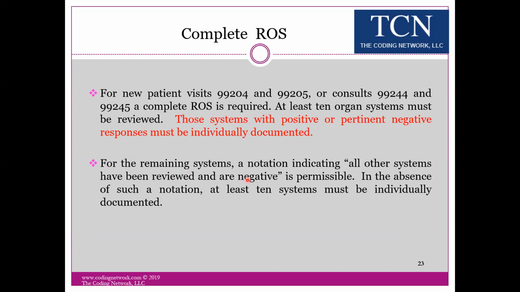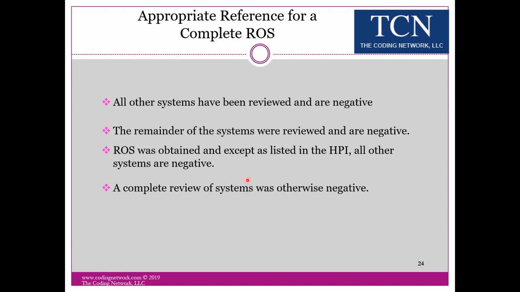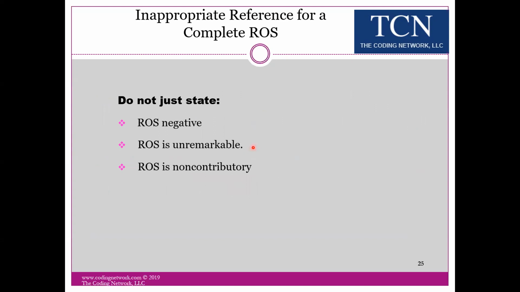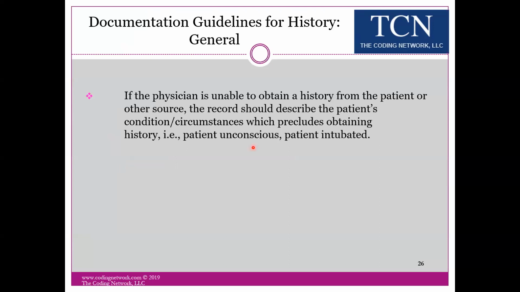But I'm just pointing out that there are what they call completion statements, where once you have documented the pertinent ones, you could state all other systems have been reviewed and are negative. And there's a couple of other statements here that are acceptable. What you don't want to do is just make a blanket statement about the review of systems, that they're all just negative or unremarkable or non-contributory. If you're unable to obtain any of the information in the history, and if you state why, you can still get credit for that history portion.